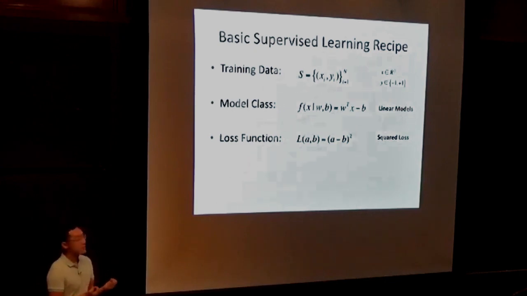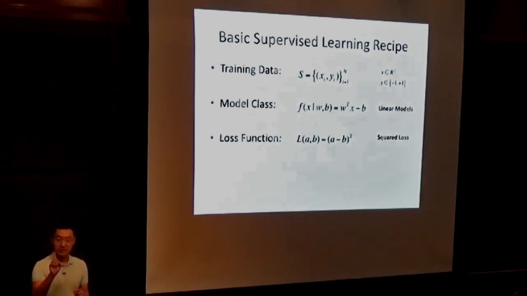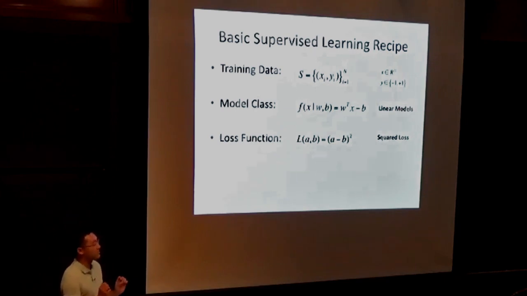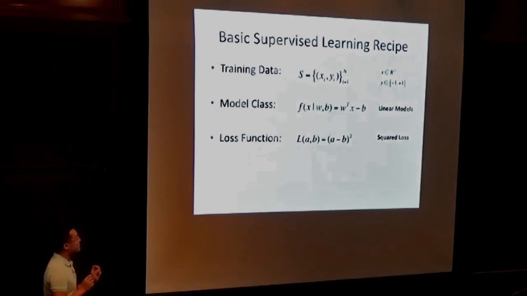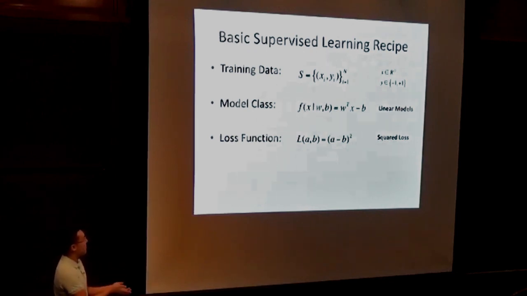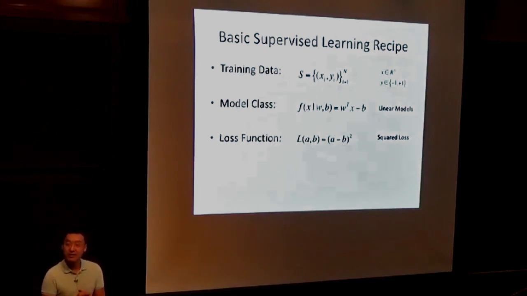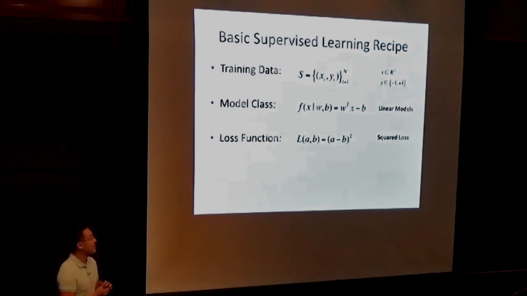A loss function specifies the degree of mismatch between the ground truth, the true supervised label, which I'll call the first argument A, and the prediction of your model, which I'll call the second argument B. Question? Is there any loss of generality in assuming that you can represent any input as a vector of real numbers? Yes, there is loss of generality.